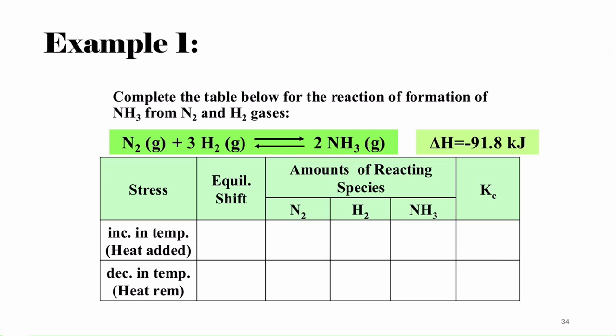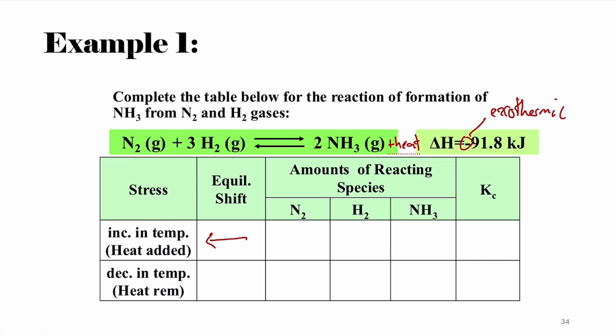What kind of reaction is this? Exothermic, right? Because the negative sign here means it's exothermic, so we treat the heat or temperature change as a product, right? So if we increase the temperature, that's like increasing the concentration of a product, what happens to the equilibrium? It should shift to the left, right?